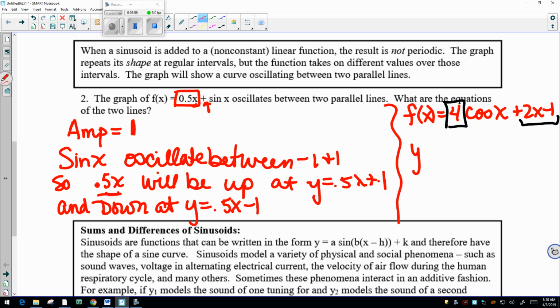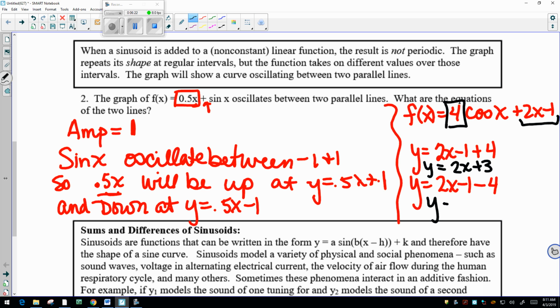All right, so I would take that linear part of the graph, thinking add on the amplitude because it's going to go up that amount. Or I could take that graph and subtract the amplitude. Okay, giving us the actual lines that it's going to oscillate between. If we were to simplify these, this would give me 2x plus 3. And over here, this would give me 2x minus 5.